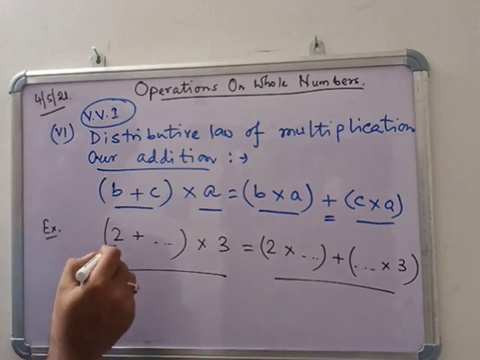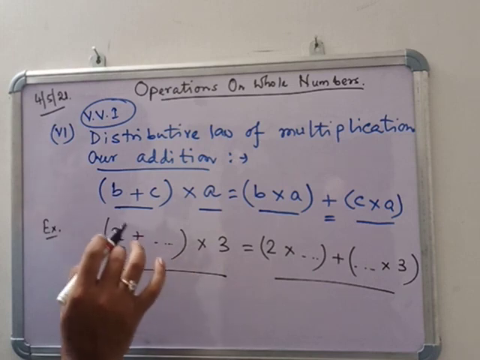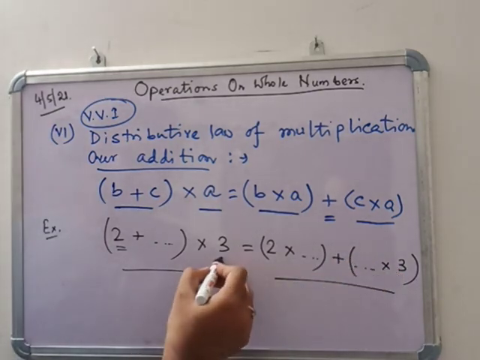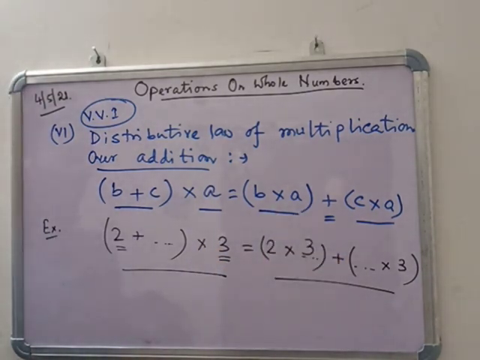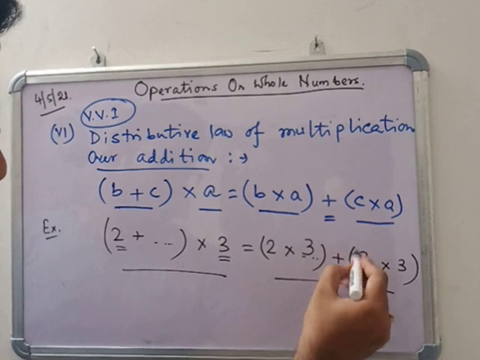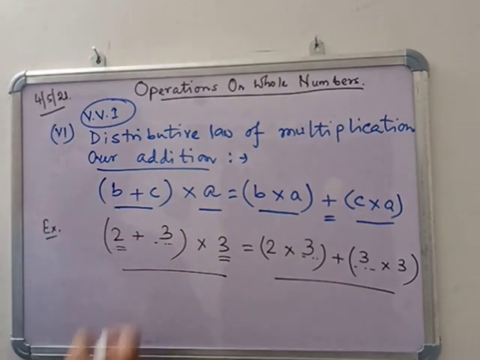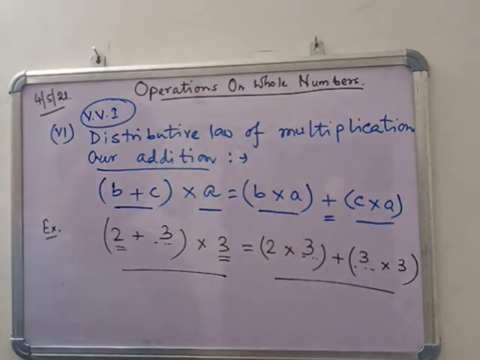So that 2 means here B. C is not given here. Now, A is given here, 3. So you know that this is 3. And here only one number is given, that is 3. That means this is C, that means this also 3. So 2 into 3 plus 3 into 3. This is the pattern of the question.